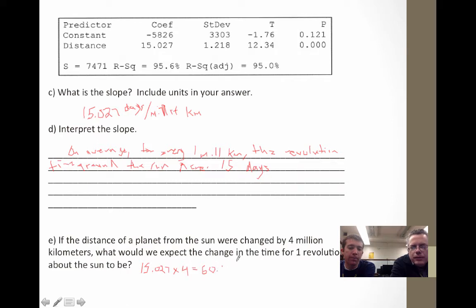So remember, the slope is the rate of change. If it's just about x changing by a certain amount of units, we use the slope to figure out the change in y that we would expect, on average. Now, if the change is in standard deviations, that's different, which is the next problem.